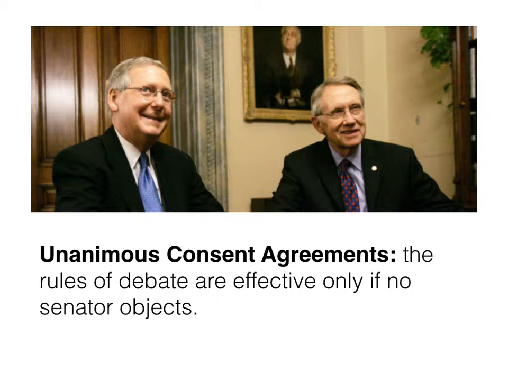Speaking of McConnell and Reid, majority and minority leaders work together to negotiate what is called unanimous consent agreements. This is to set the rules of debate for proposed legislation that must be approved by all the members. In other words, the rules for debate are only effective if no senator objects. 100 senators, 100 of them have to be on board with the rules of debate. Unanimous consent agreements usually limit the amount of floor time to be devoted to a particular issue and the number of possible amendments that may be offered.